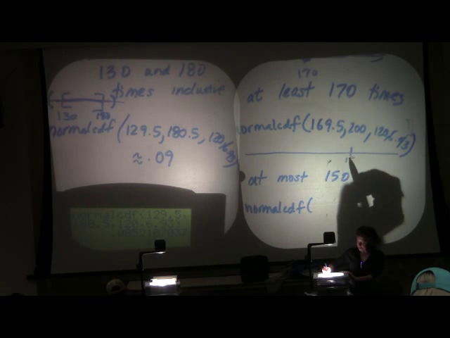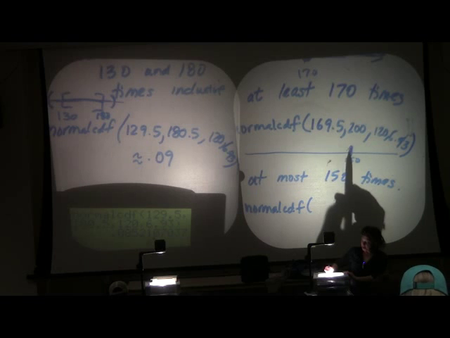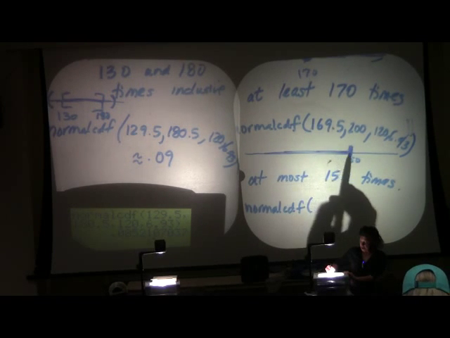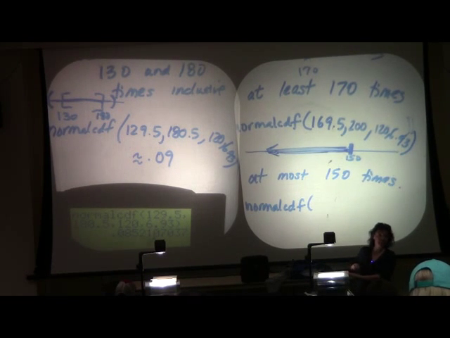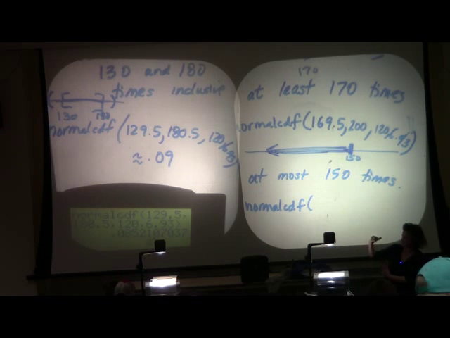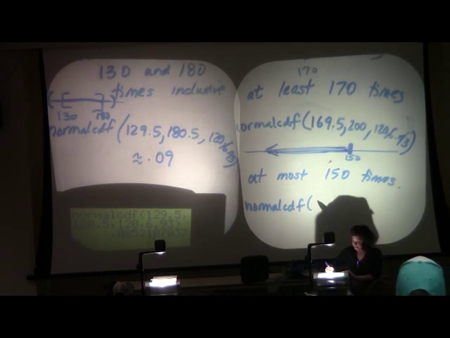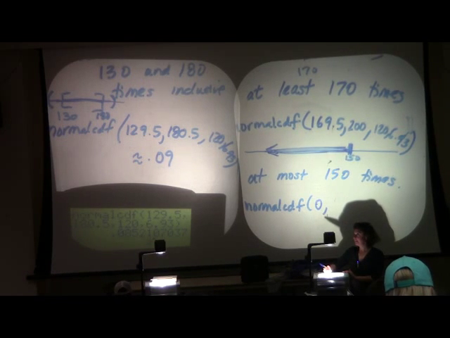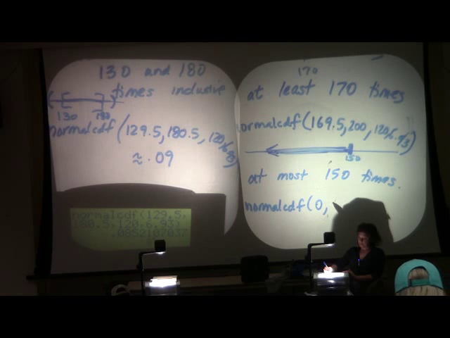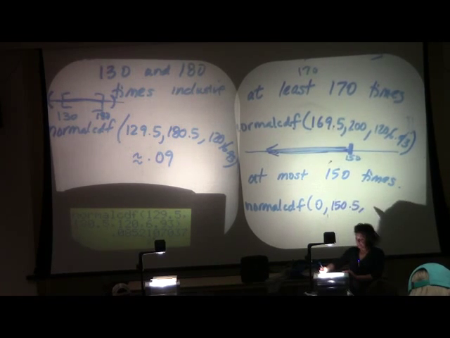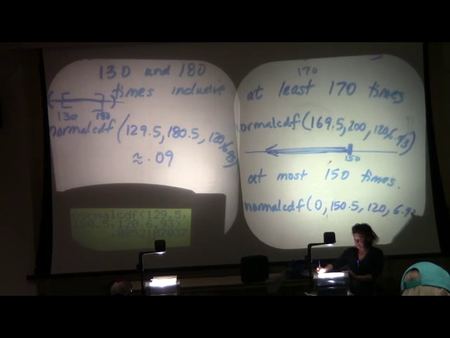Now, for my next one, I want at most 150. So I want 150 or less than that. I'm drawing this on the number line so it maybe is a little clearer which way to buffer. Okay, you always buffer in the opposite direction if you want to count that point. So, in this case, my lower would be 0, wouldn't it? Don't worry, if you put -10 to the 99th out of habit, that's fine. Okay, what would be my upper now? 150.5, and then we put in our mean and our standard deviation.